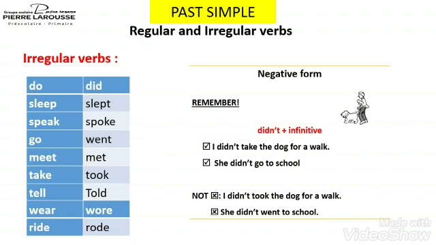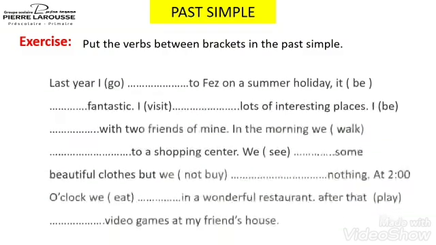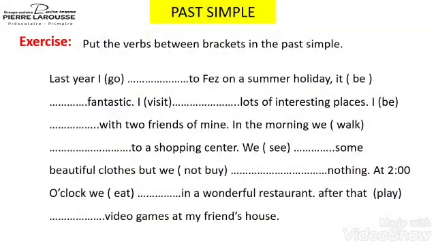Now we are going to see an exercise in which you are going to do it and send it back to me or to the teacher who is responsible for your group. Now look at this exercise. So you are going to put the verbs between brackets in the past simple. Be careful, just in the past simple. This is the text. I will read it just for you.